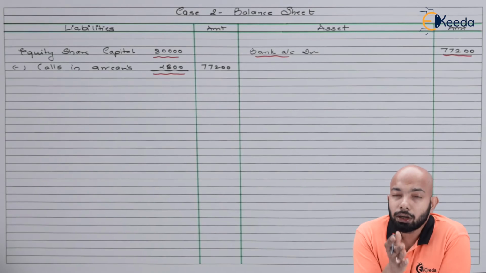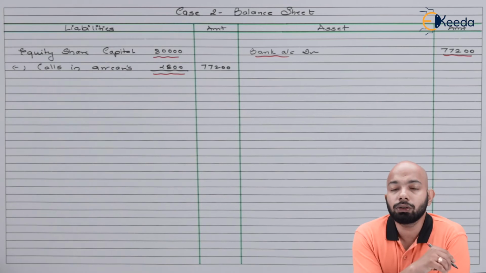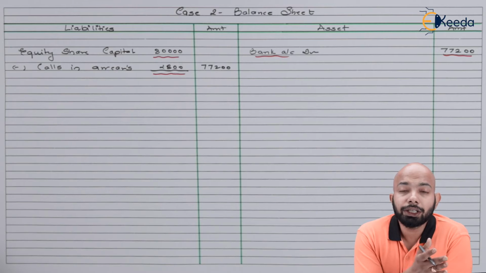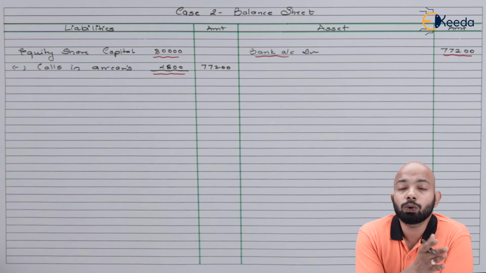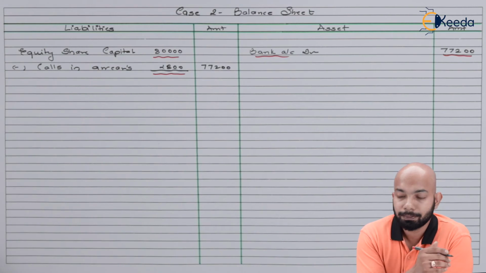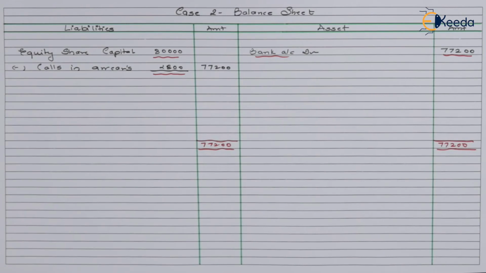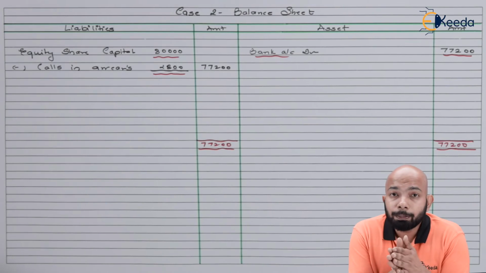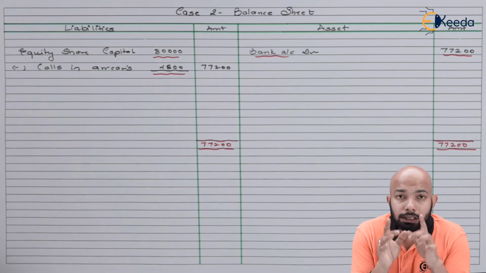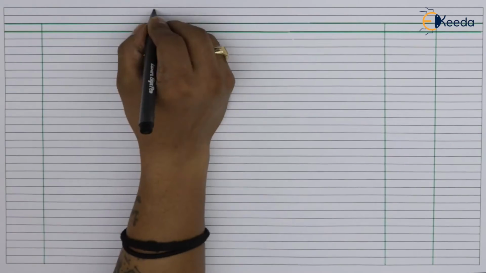So calls in arrears in the question amounts only to 2,800. If you subtract that from 80,000, you will have a total of 77,200, which is equivalent to the asset side. So the balance sheet that is being totaled here amounts only to 77,200, and with this we complete the case 2 details. Now, after this has been prepared, it's time for us to figure out the details in case 3. So we'll prepare the journal entries for case 3. So let's move on to case 3 details now.